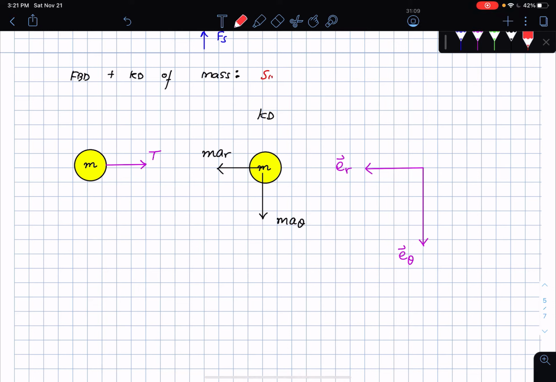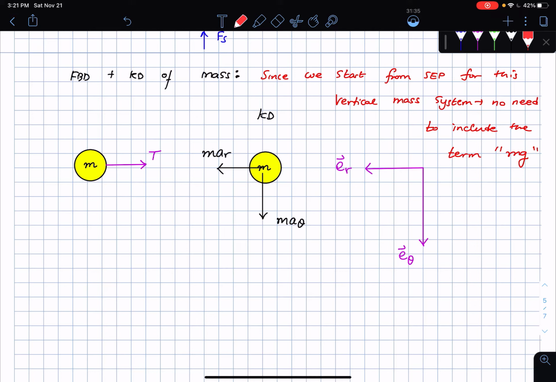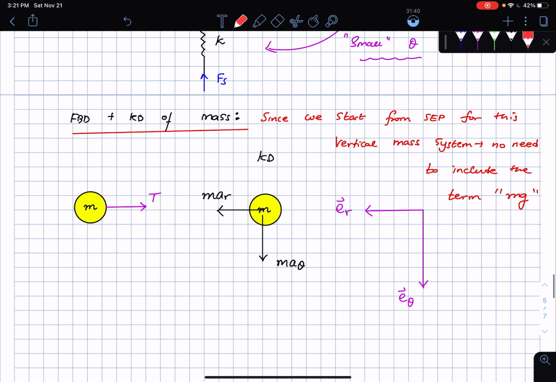Since we start from SEP for this vertical mass system, there is no need to include the term mg. Please do not do that. Please do not double count. So what are the only terms? The only terms are the following.